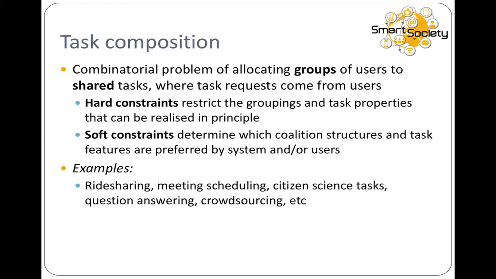Examples of task composition where this creation of group tasks is complex include things like ride sharing, scheduling meetings, recruiting groups of users to perform a certain citizen science task, and then there are simpler things like question answering, which I've already mentioned, crowdsourcing and so on, where you may not need to create groups by explicitly combining different peers' profiles and the profiles of their task requests based on complex combinatorial constraints.